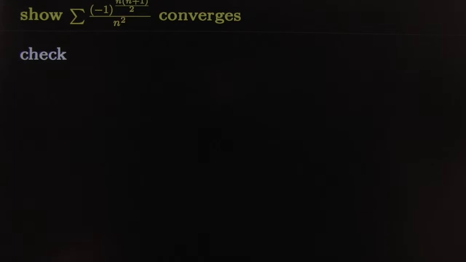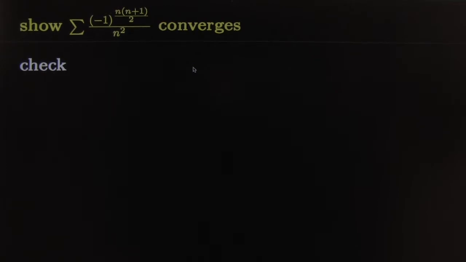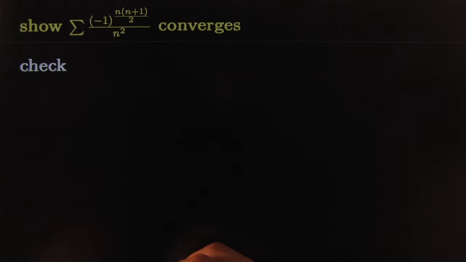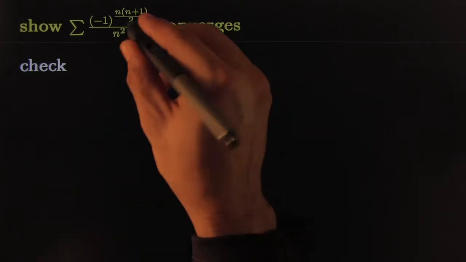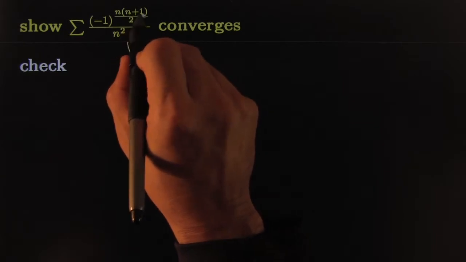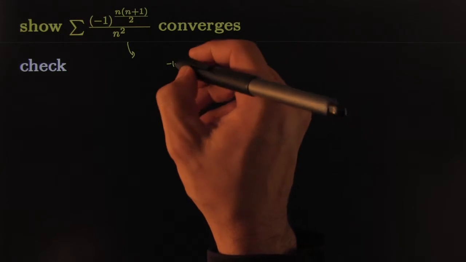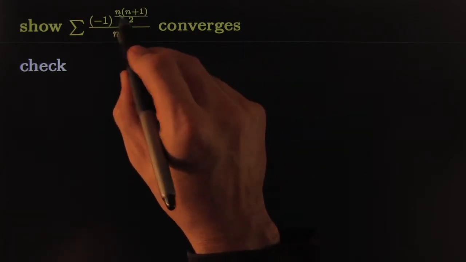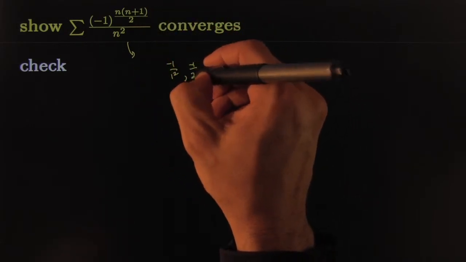Here's how you might use that in an actual problem. Suppose you've got a problem such as this one, where the sign pattern is a little bit tricky. If you study the sign pattern on this one for 10 seconds, you realize how it goes. When n is equal to 1, that would give you 2 here, so that would give you negative 1 over 1 squared. And then for n equal to 2, that would give you 3, so that would give you negative 1 over 2 squared.